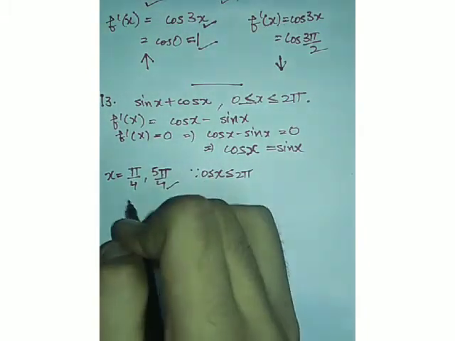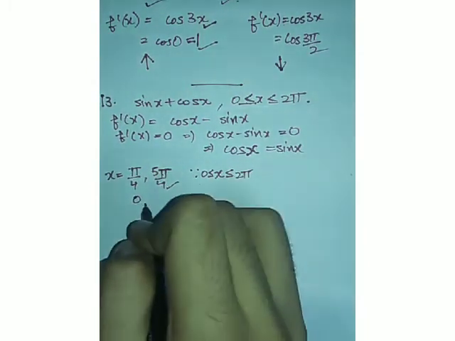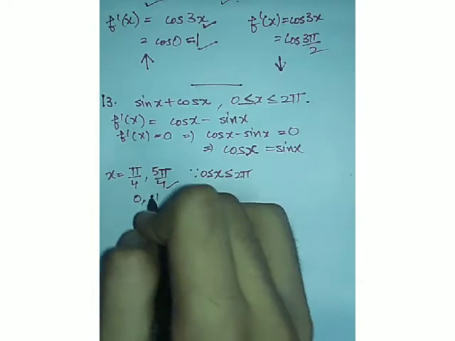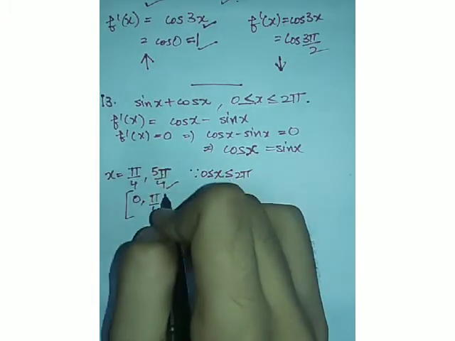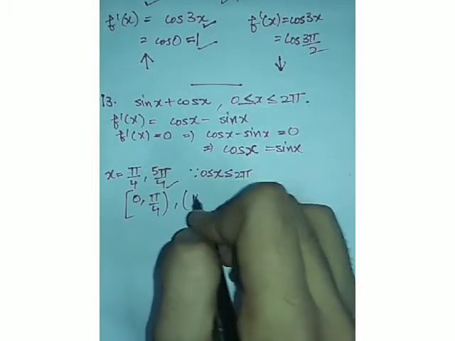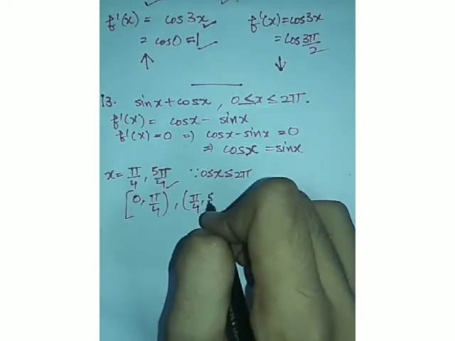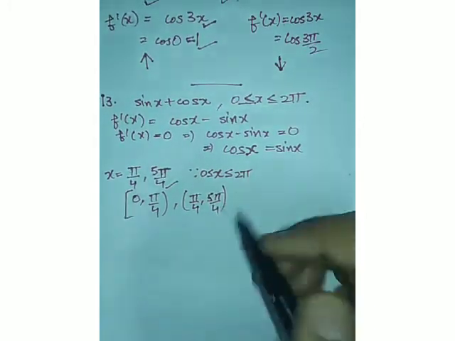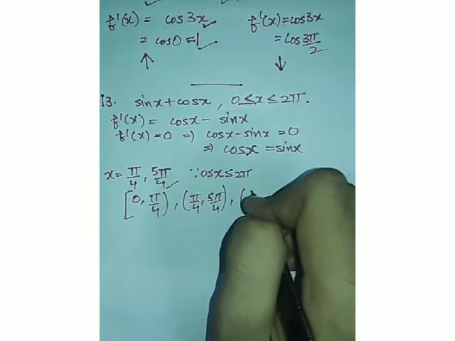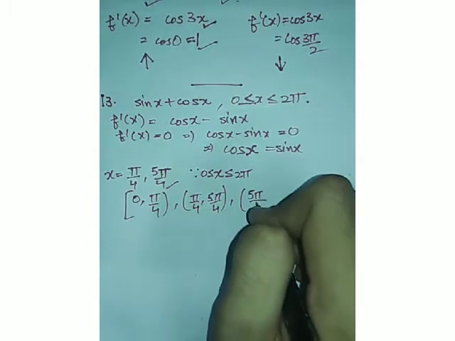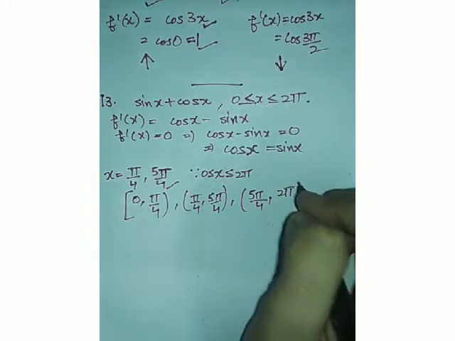Now what will be the intervals? Firstly, it will be of course 0 to pi by 4. This will be a disjoint interval again. The next one will be pi by 4 to 5 pi by 4. And the last one will be 5 pi by 4 to 2 pi.